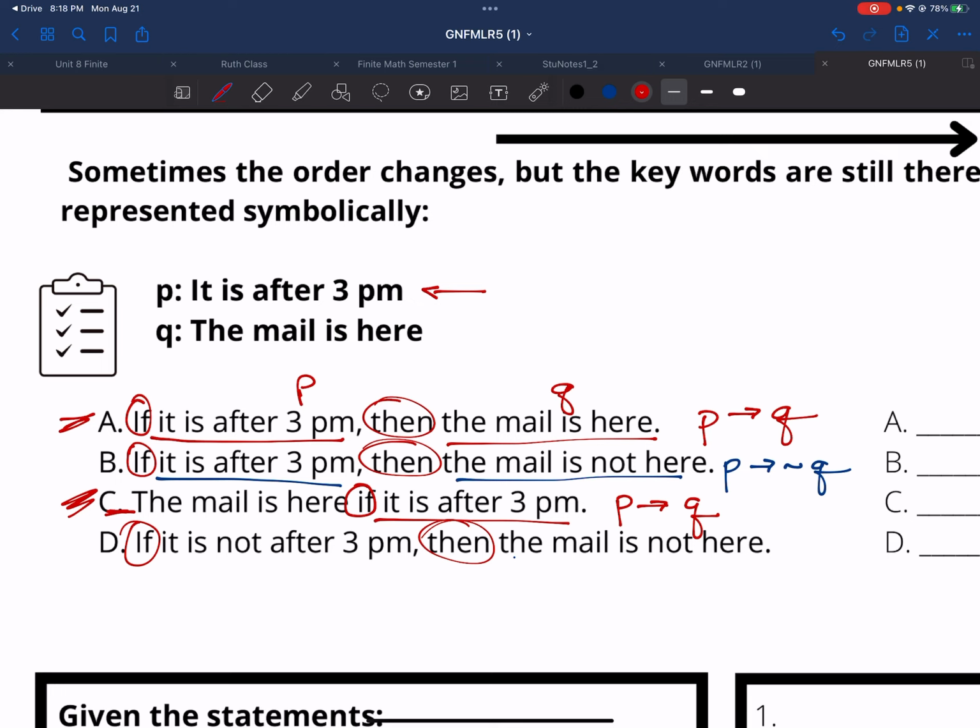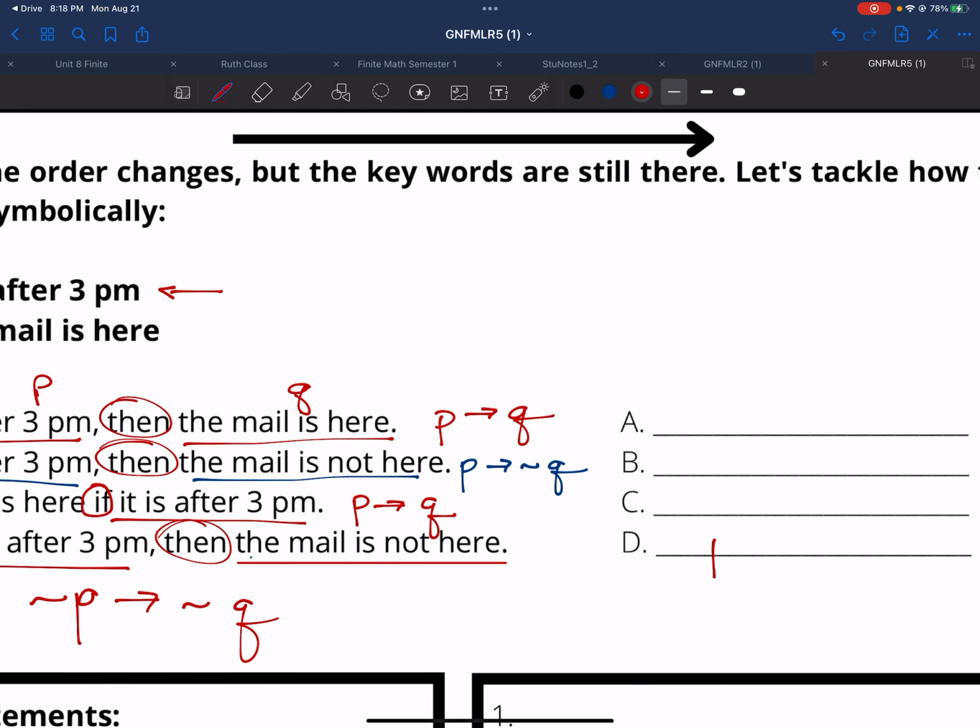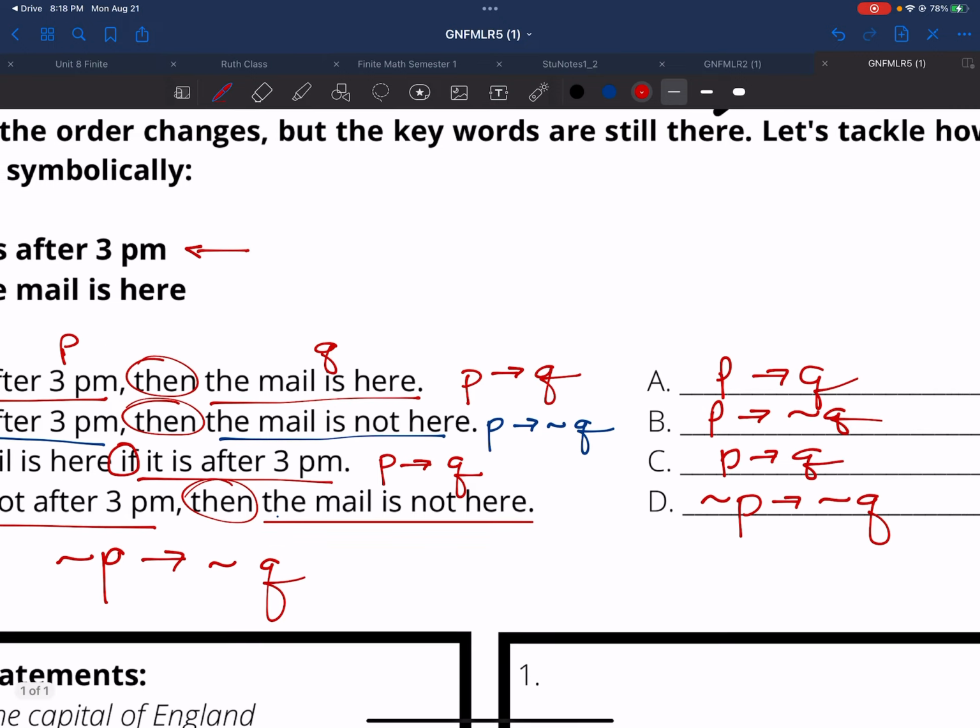All right, last one. If it is not after 3 p.m., then the male is not here. We're talking about 3 p.m., which is the P statement, but this one's negated. So we have squiggly P, and that leads to then the male is not here. That's another negation. So that's squiggly Q. All right, so we have P arrow Q, we have squiggly P arrow squiggly Q, and we have P arrow Q. Okay, so check yourself, and if you have any questions, let me know.